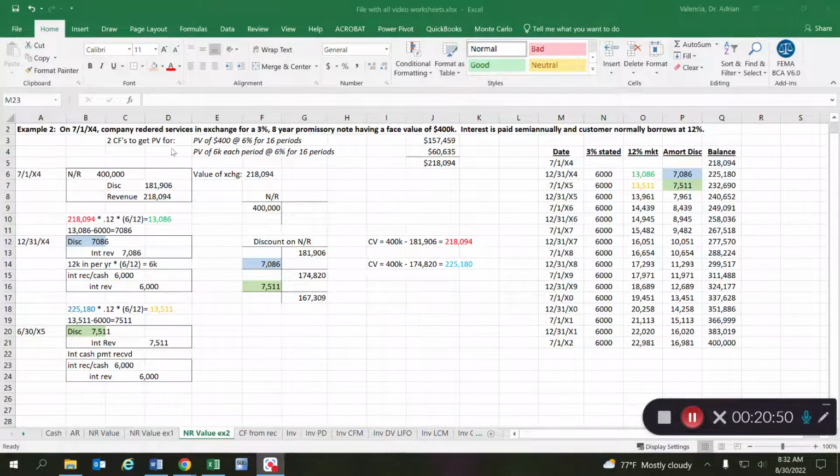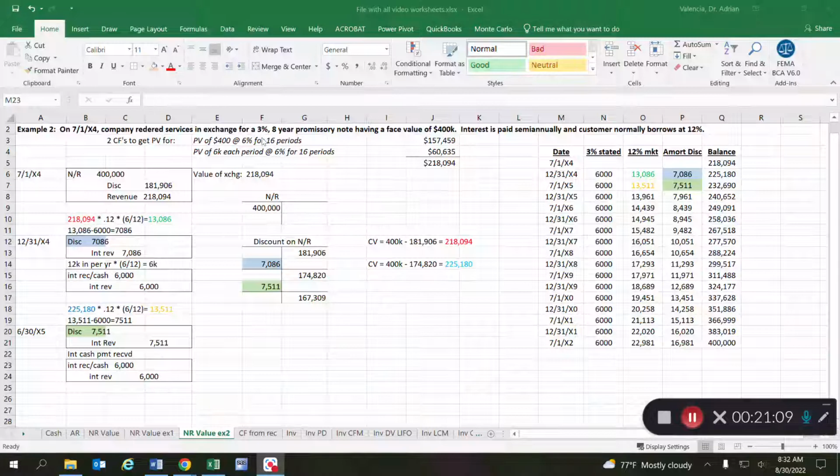Okay, we're going to look at the present value of the 400,000. That's the first thing, right? We're going to receive 400,000 in 8 years. And since this is semi-annually, that'll be 8 times 2 semi-annual periods, so that's 16 periods.